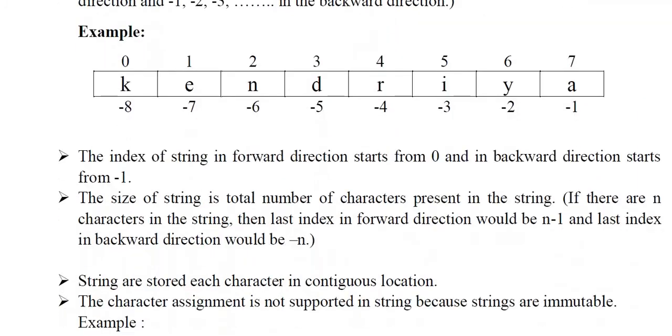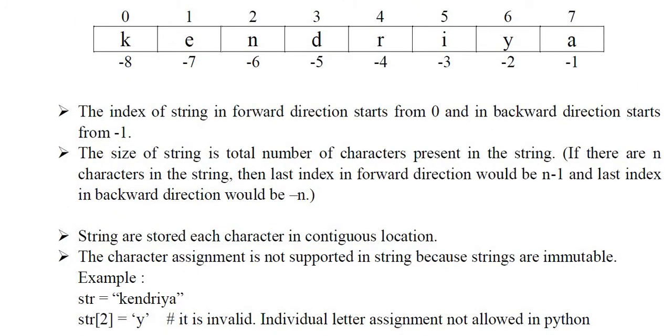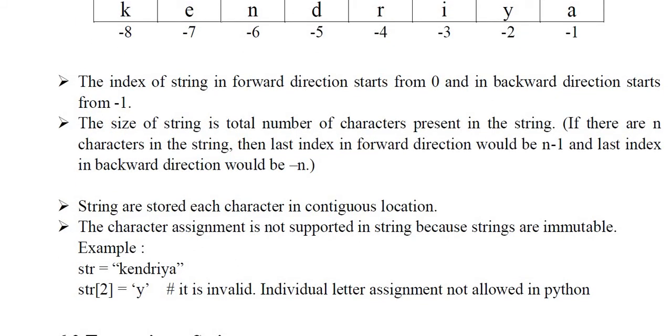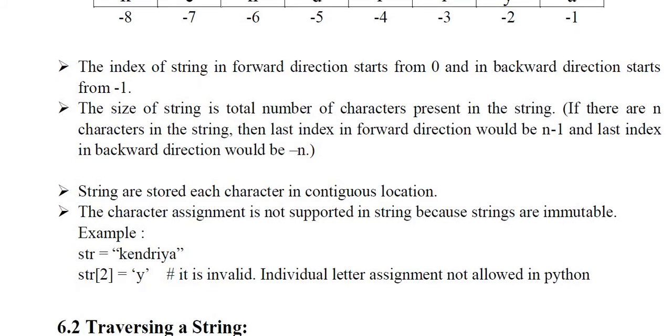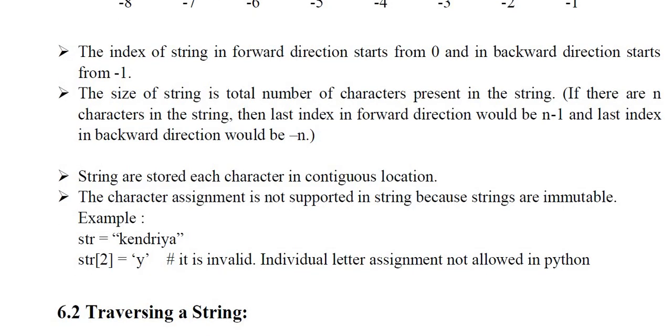Now let's see the next point. The index of a string in the forward direction starts, as I told you, from 0, and in the backward direction from -1. The size of the string is the total number of characters present in the string. If there are n characters in the string, the last index in the forward direction would be n minus 1, and the last index in the backward direction would be minus n.